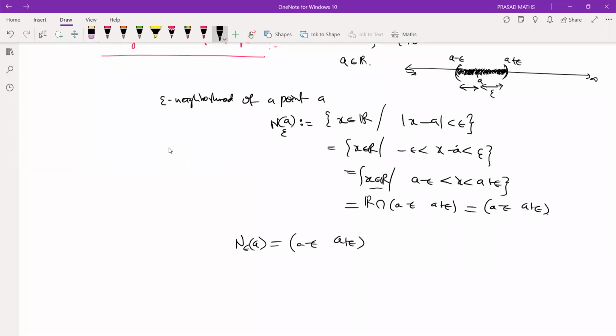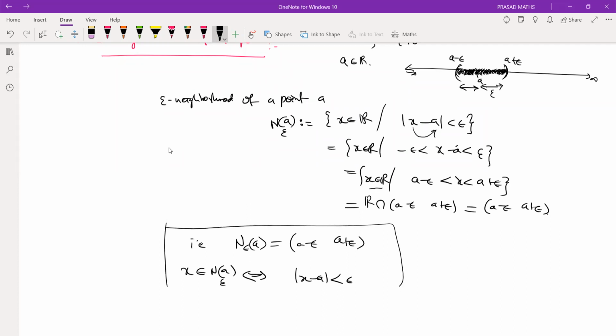That means precisely that x is in the epsilon neighborhood of a if and only if the distance between x and a is less than epsilon. This is a very, very important fundamental definition in Rudin. To say that a point x is in the neighborhood, it is enough to find the distance from that point to a. According to geometry, the distance between x and a is simply denoted by |x minus a|.